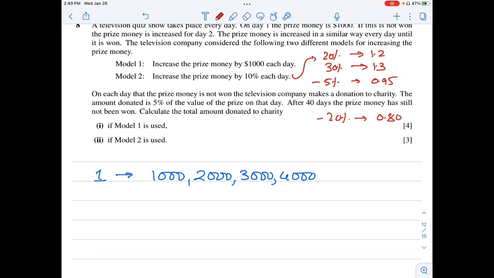On each day the prize money is not won, the television company makes a donation to the charity. The amount donated is 5% of the value of the prize on that day. After 40 days, the prize money has still not been won. Calculate the total amount donated to the charity.